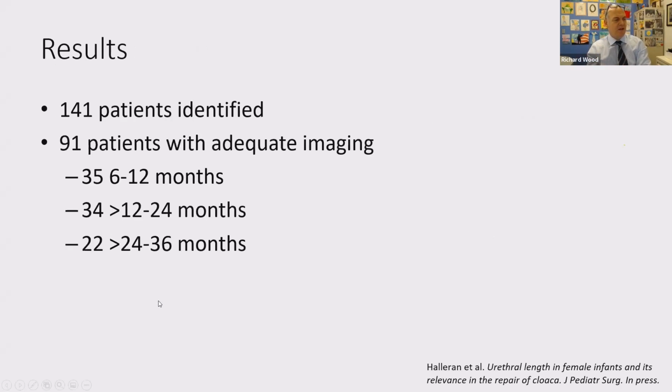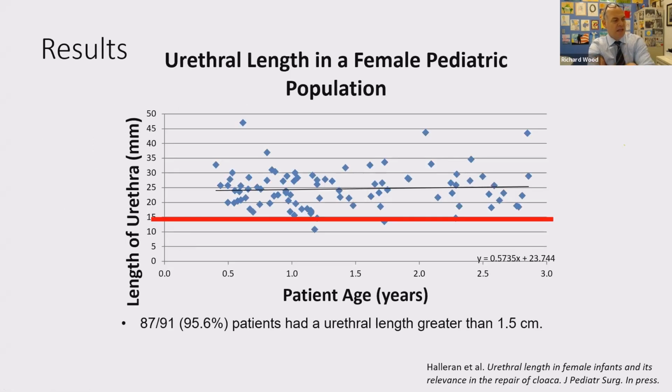So we did a study here in Columbus. We looked at 141 patients. 91 of them had good imaging, and we divided them into 3 groups, between 6 and 12 months, 12 and 24 months, and 24 and 36 months. And we plotted the length of their urethras on a scatter chart, as you can see here. And what we were able to see is that the vast majority of patients had a urethral length of more than 1.5 centimeters.